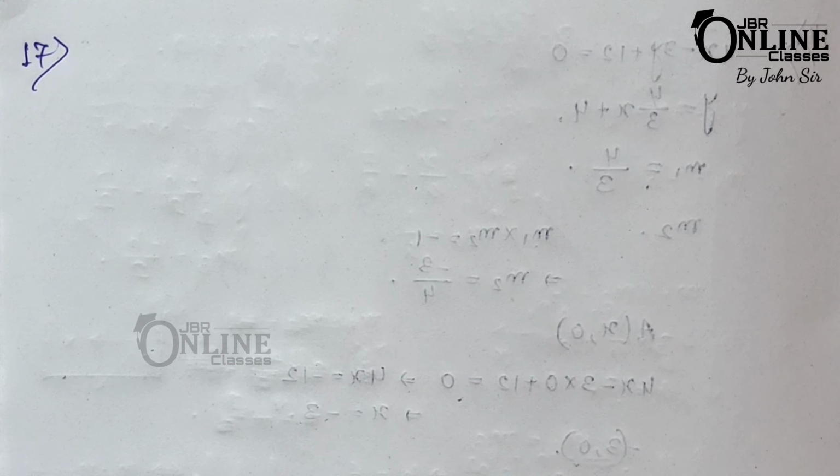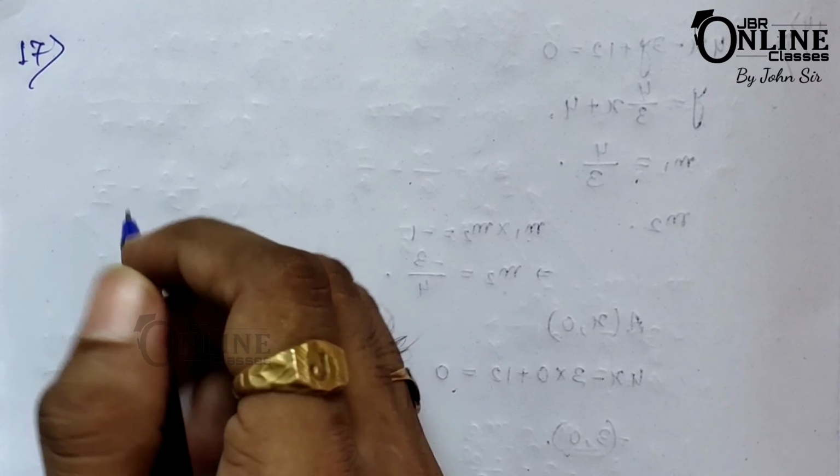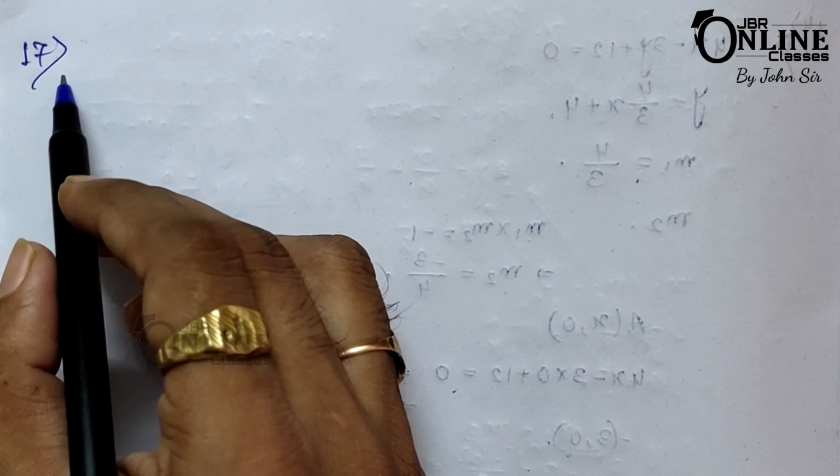Now sum number 16 is the same as sum number 15. In sum number 15 there are parallel lines, but in sum number 16 there is perpendicular. That means m1 into m2 equal to minus 1, and from that equation you can easily find out the value of m2. So now sum number 17.